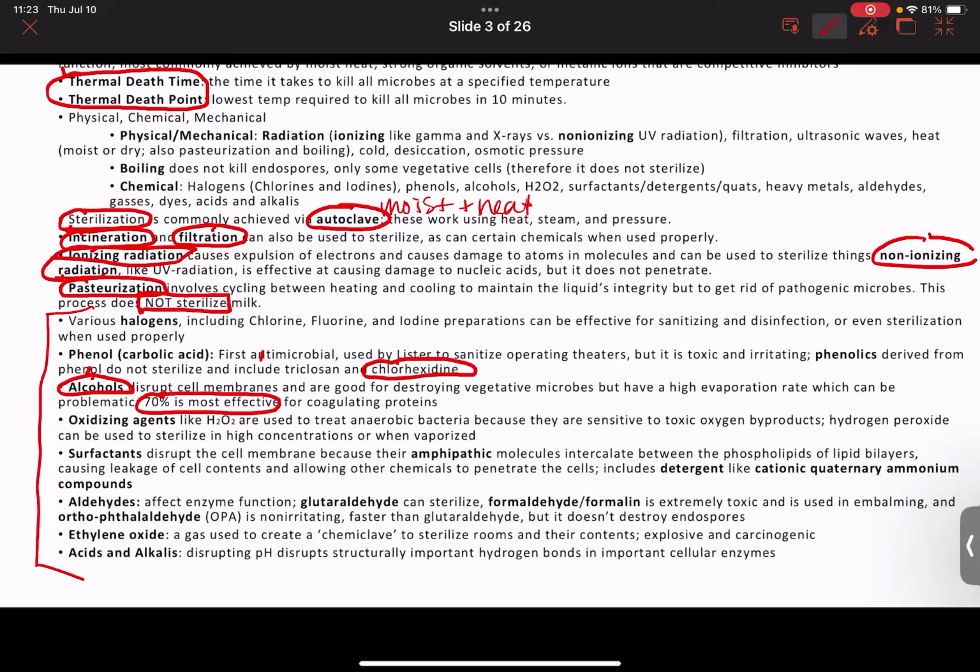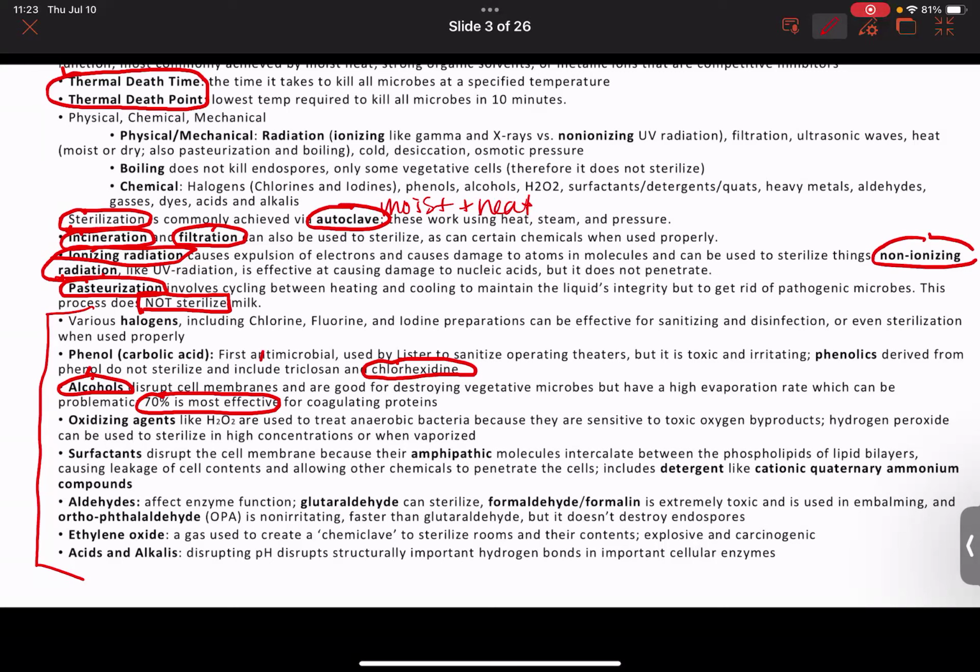So if you are out at Walgreens and you're trying to figure out what alcohol would be best for disinfection purposes, whether it's skin or surfaces or whatever, 70% works better than the higher percentages because you want that water in there. It actually works better.